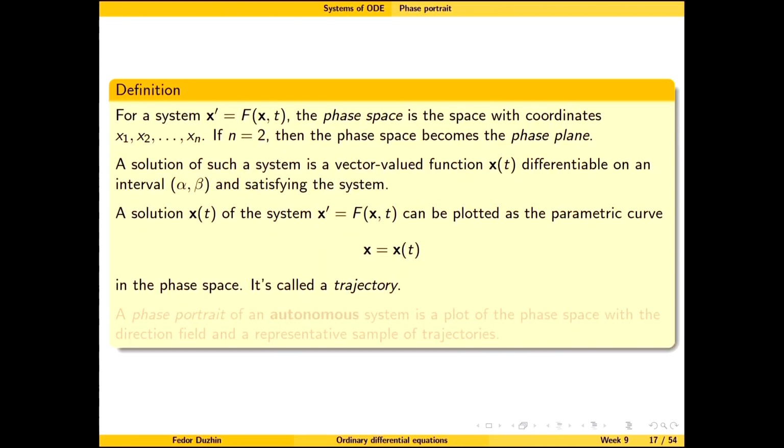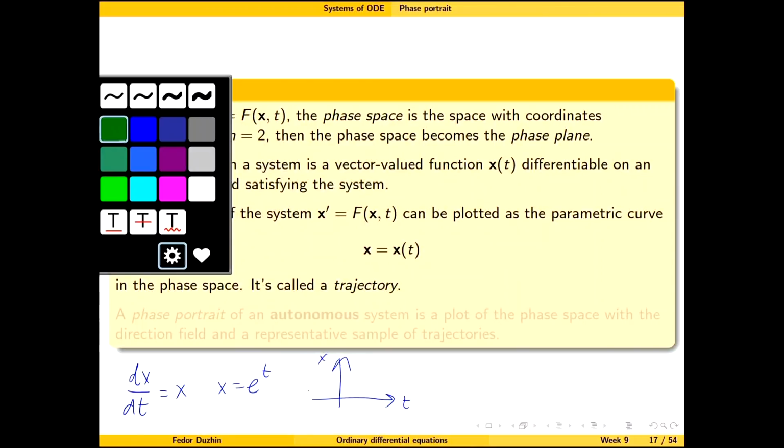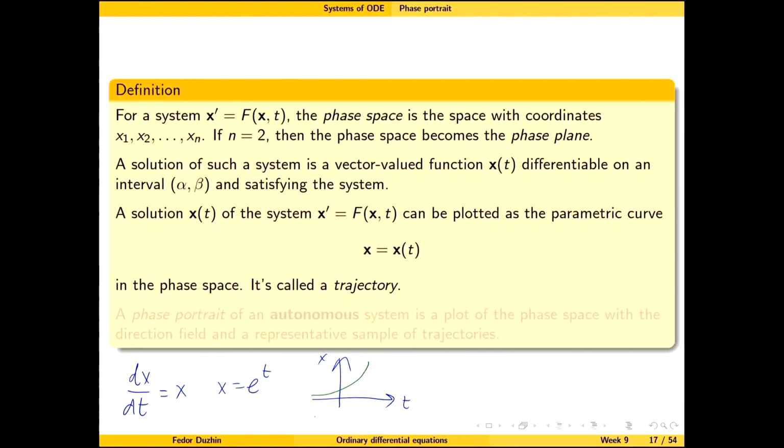Maybe let me emphasize it because it's important. Suppose we have this differential equation dx/dt equals x. Its solutions are exponential functions, so x equals e to the t. That's a solution. When we plot it on the plane (t, x), this is a solution.